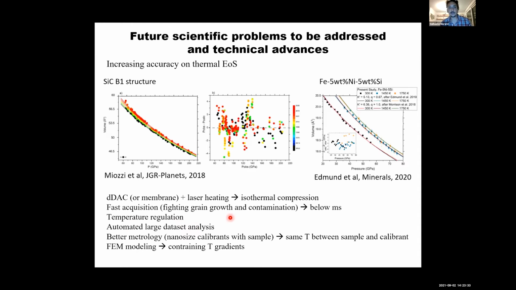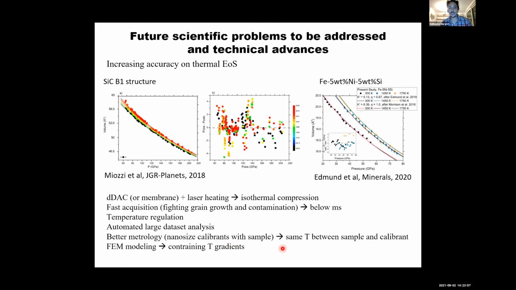Potentially, I was putting temperature regulation because it could be very nice, if you do this kind of isothermal compression, to be able to regulate the temperature, the laser heating and the laser power in situ. If you have a large data set for this type of equation of state, having automated large data set analysis for the fitting and to have all the data analyzed at the same time with the same parameter.